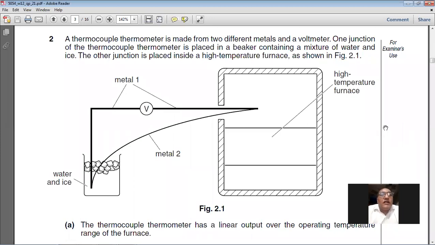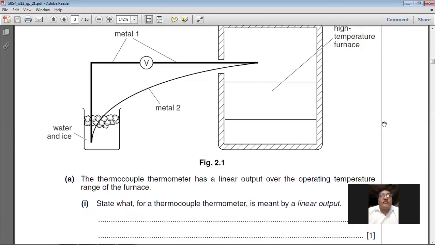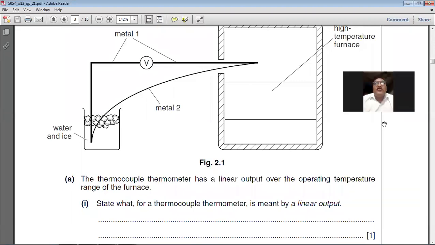A thermocouple thermometer is made from two different metals and a voltmeter. One junction of the thermocouple thermometer is placed in a beaker containing a mixture of water and ice. The other junction is placed inside a high temperature furnace as shown in figure 2.1. The thermocouple thermometer has a linear output over the operating temperature range of the furnace. State what, for a thermocouple thermometer, is meant by a linear output.